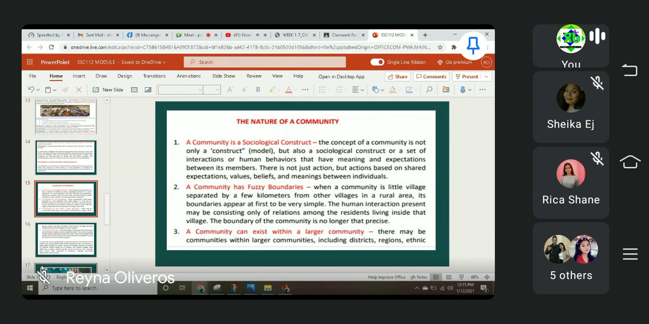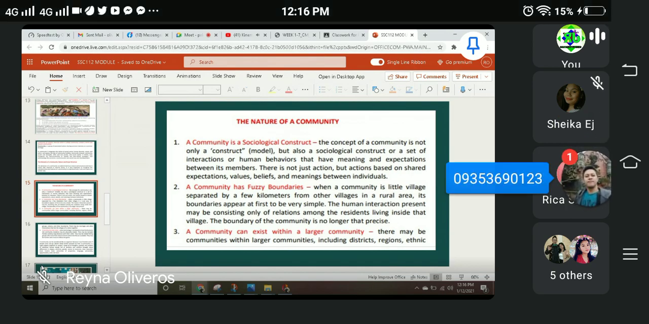Okay? And there is not just an action but also an action based on shared expectations, values, beliefs, and meanings between each individual. Okay? Next, number two, the nature of a community is a community that has passive boundaries. Yan. So when a community is a little village separated by a few kilometers from other villages in a rural area, its boundaries appear at first to be very simple. 'Di ba? So the human interaction present may consist only of relations among the residents living inside the village, and the boundary of the community is no longer that precise.